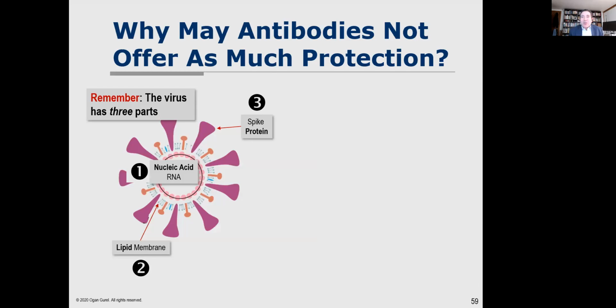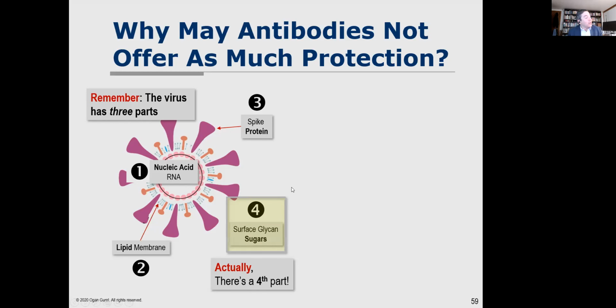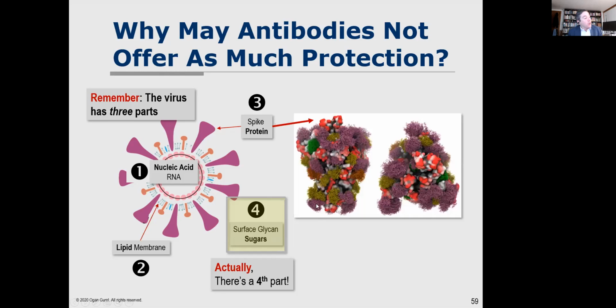So why may antibodies not offer so much protection? Remember, the virus has 3 parts: the nucleic acid, the lipid membrane, and the spike protein. It actually has a 4th part. The 4th part is these surface glycans, which are sugars, these little puffy portions on top of the protein. So the protein is under here, and these puffy sugars kind of shield the protein from antibody recognition. SARS-CoV-2, compared to the first SARS, has more of these sugars, and so that makes it much harder for the immune system to latch on.